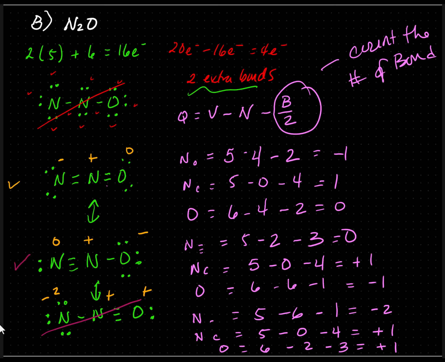So if I look at the top one and the middle one, the best structure is going to be the middle one, because nitrogen, the least electronegative, is 0 and positive, versus the top one, where the outside nitrogen is a negative charge. In addition, the oxygen on the top one is 0 charge, even though it is more electronegative than either one of the nitrogens. But on the bottom one, it is negative in charge. So this middle structure is the best structure for N2O.